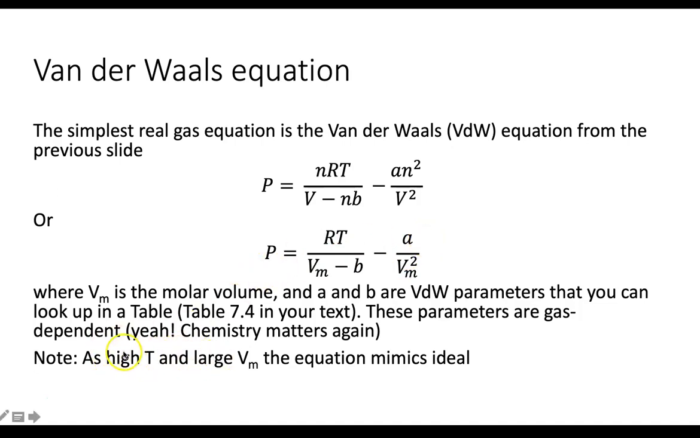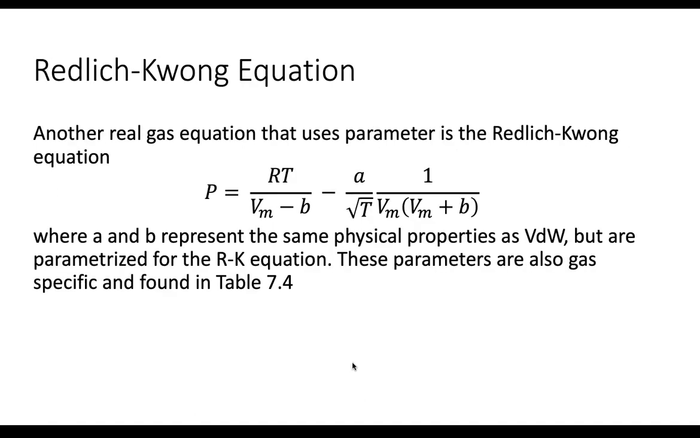Typically this would work if you have high temperature and large molar volume. If you had a high temperature, the second term would be unimportant. If you have a large molar volume, then the B becomes unimportant. You'll make the first term much larger than the second term, and you'll get fairly close to the ideal gas equation result. So it does extrapolate at the extremes to the ideal gas equation, which is important. And then there are several other types.